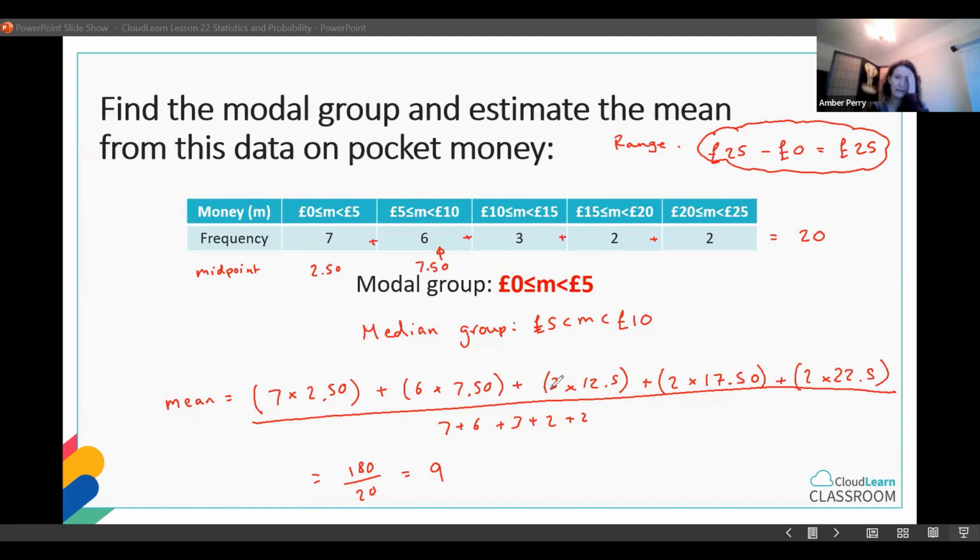So again, have a look. Does 9 fit within the data? Well, 9 is the estimated mean pocket money, so it's got to be within this range from 0 to 25. And yes, it is. It's not really in the middle, but more of the people are in the lower end anyway, so we would expect it to be a little bit closer to the lower end than the higher end. So it does seem about right. Well done. That's correct. I hope that makes sense. If you have any questions, do just pop them in the chat.